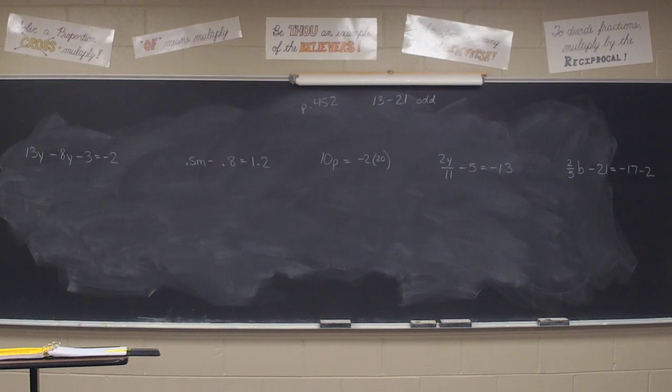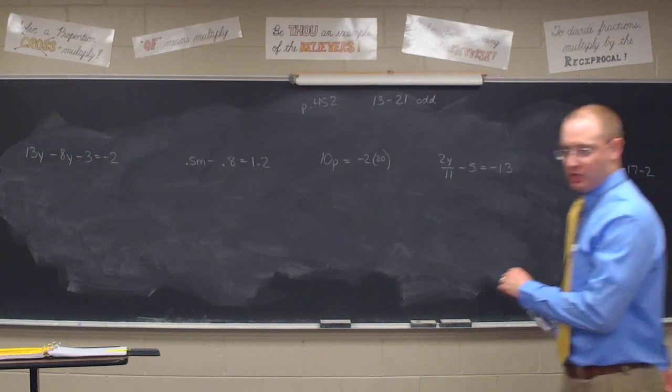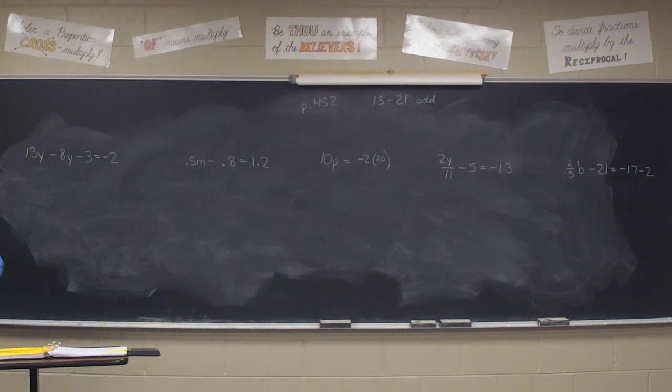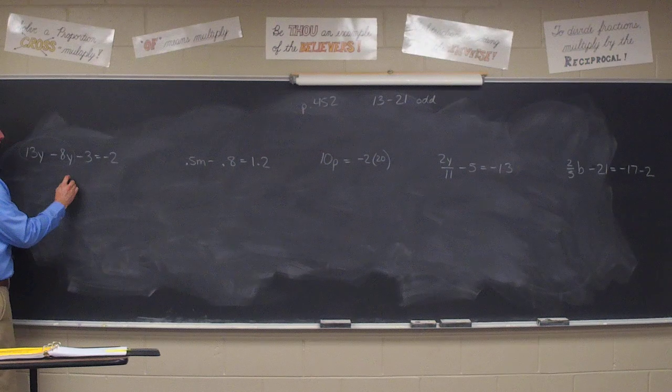Let's go and take a look at these together. Starting with number 13, and let's start with Jalen. What do we need to do to solve number 13? Add the no, never mind. Subtract the 8y from 13y. Good. Combine these two like terms together to get 5y.